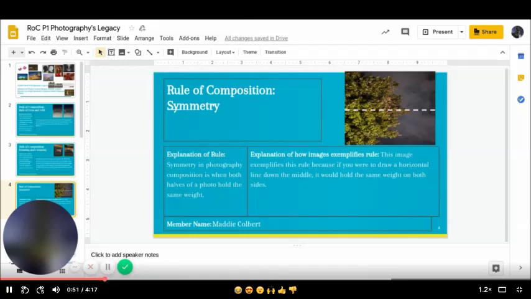The rule of composition is symmetry. Symmetry in photography composition is when both halves of a photo hold the same weight. This image exemplifies this rule because if you were to draw a horizontal line down the middle, it would hold the same weight on both sides.